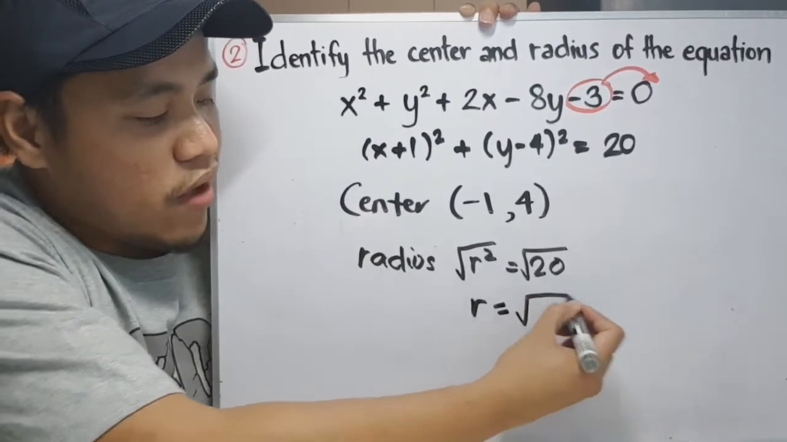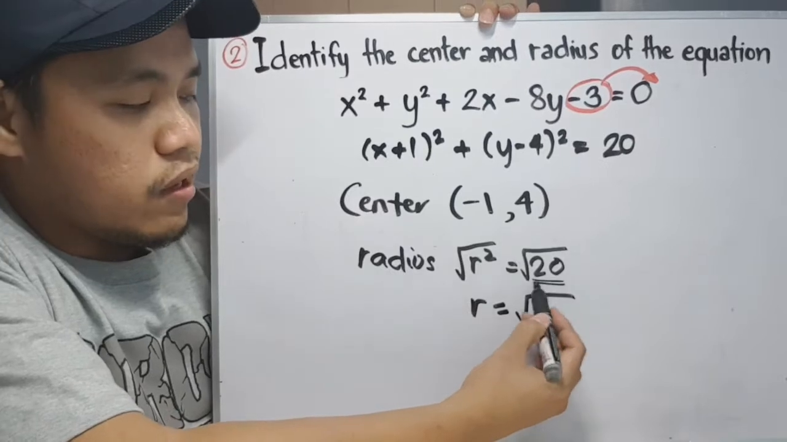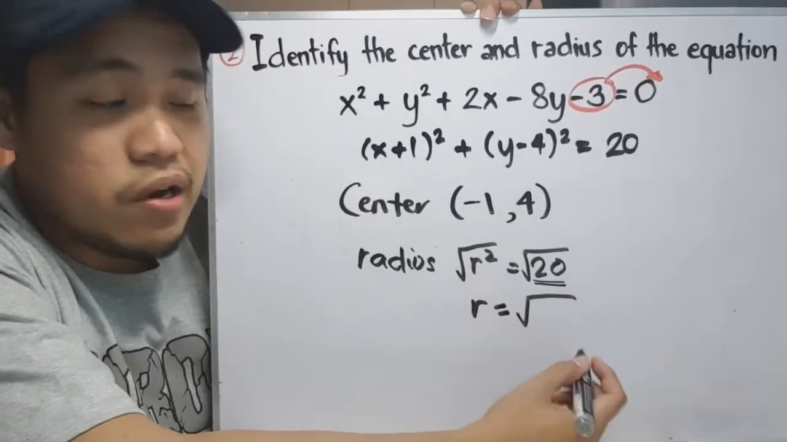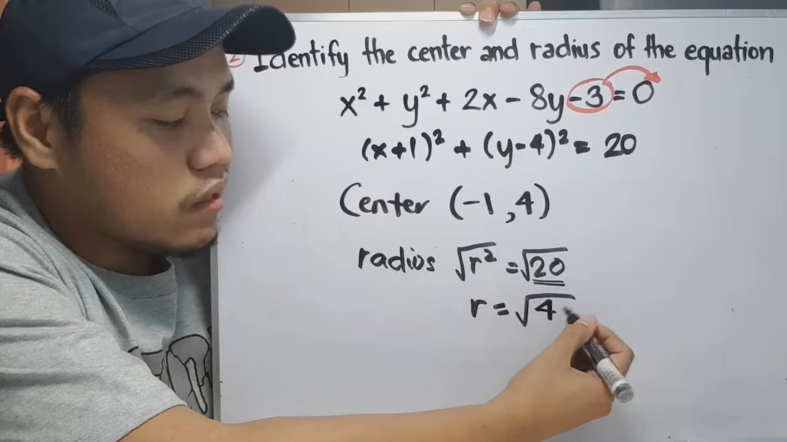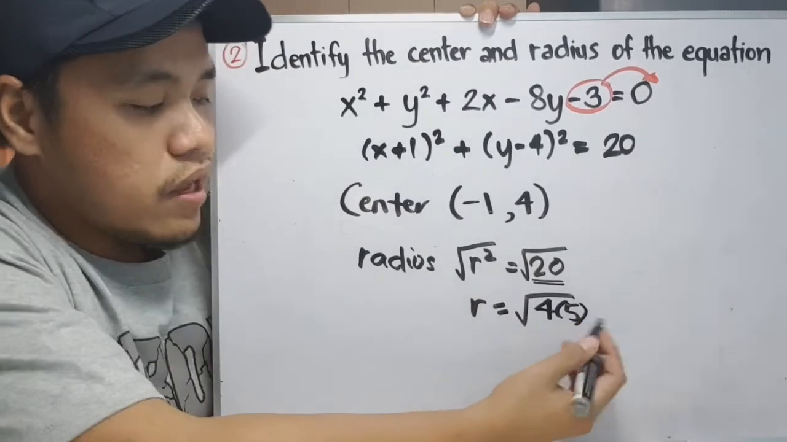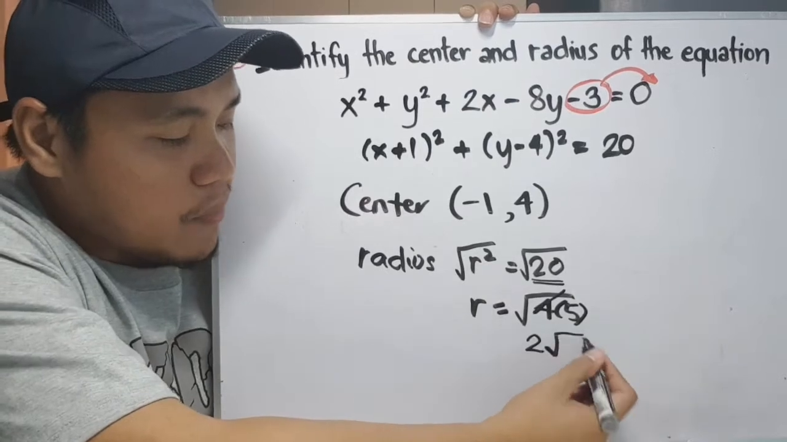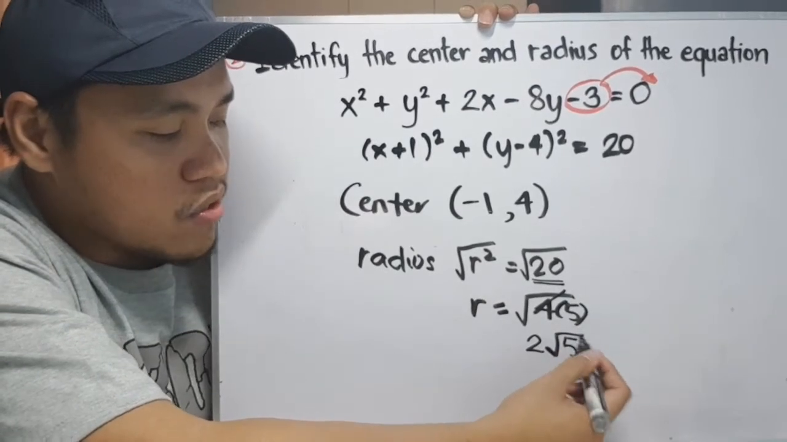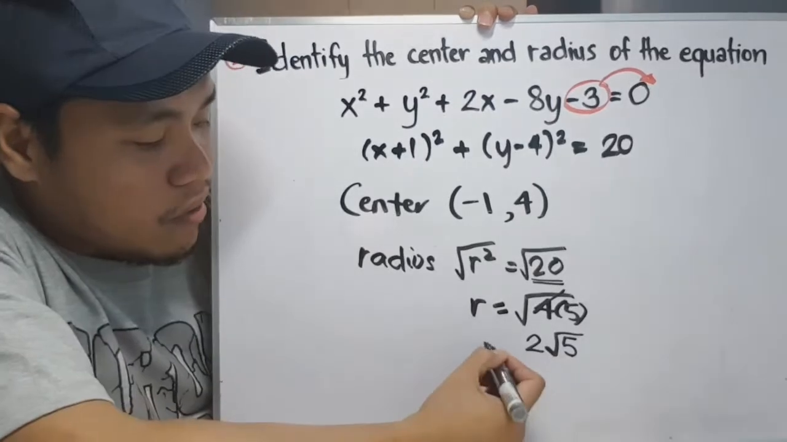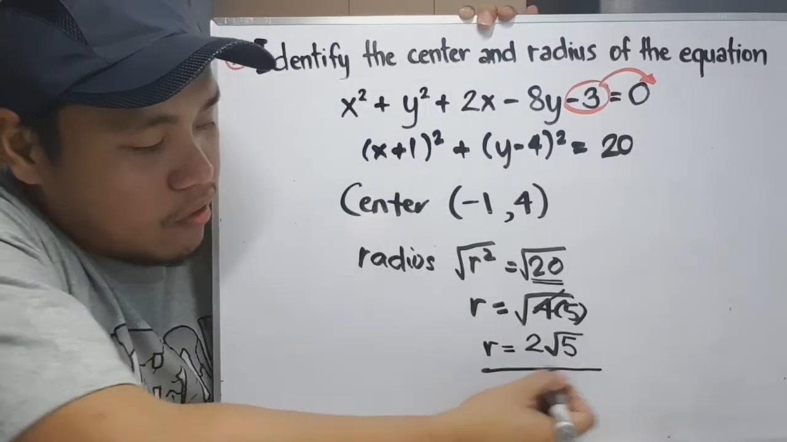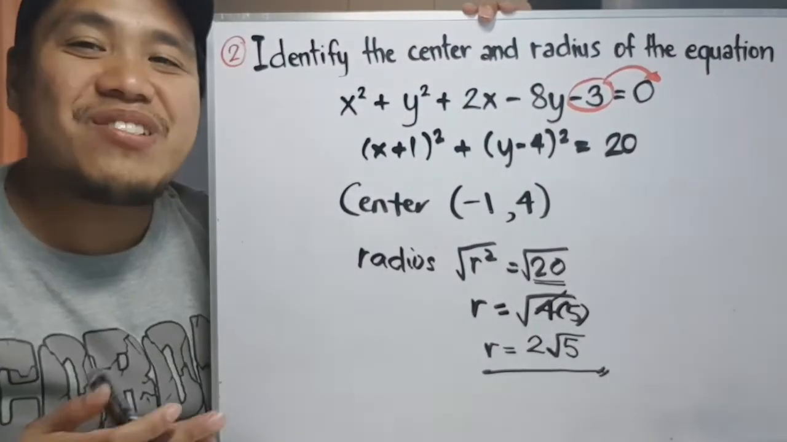So we have to simplify this. Wherein, if we have a factor which is a perfect square, we need to factor it out. So that is 4 times 5. And the square root of 4 is simply 2. And then, again, copy square root since 5 has no square root. So in this case, our radius is 2 square root of 5. So this is the answer for the number 2.